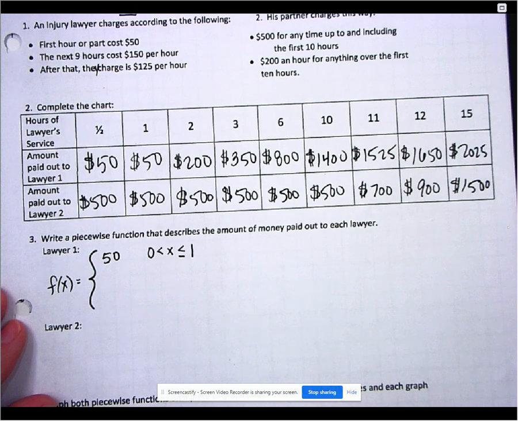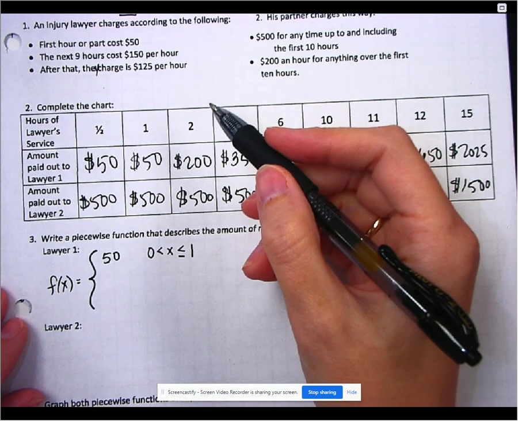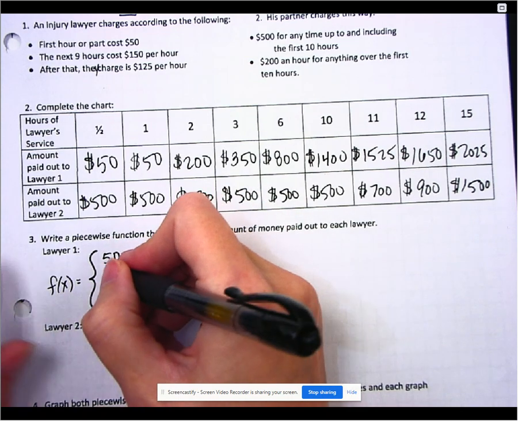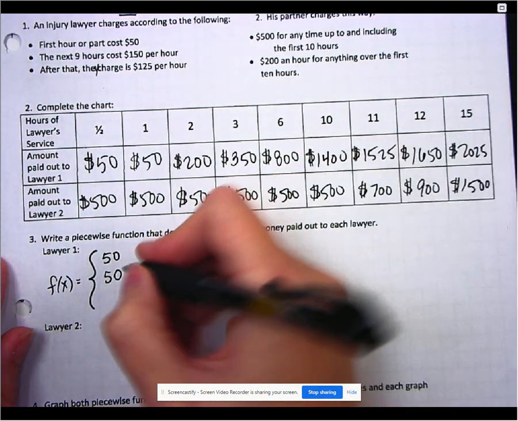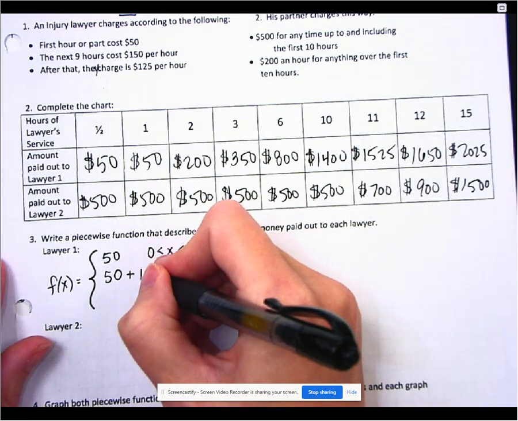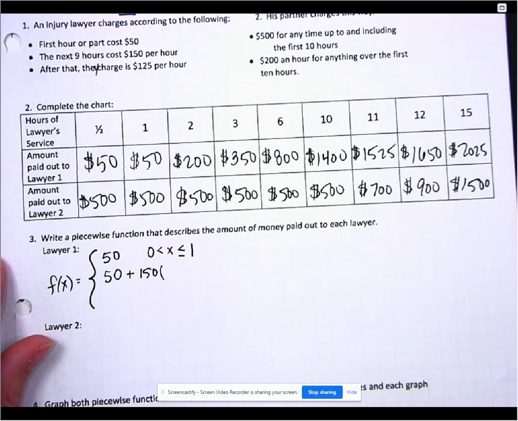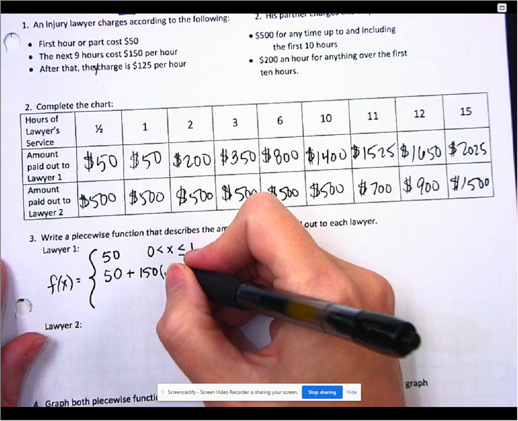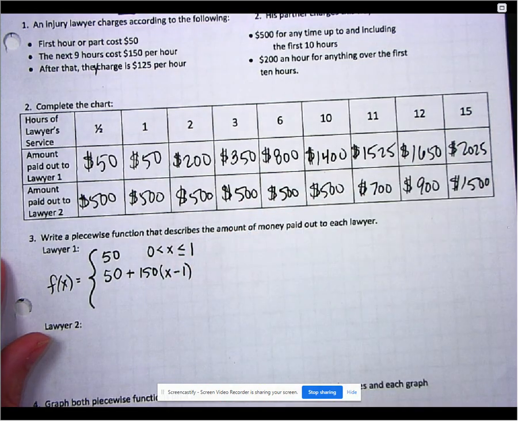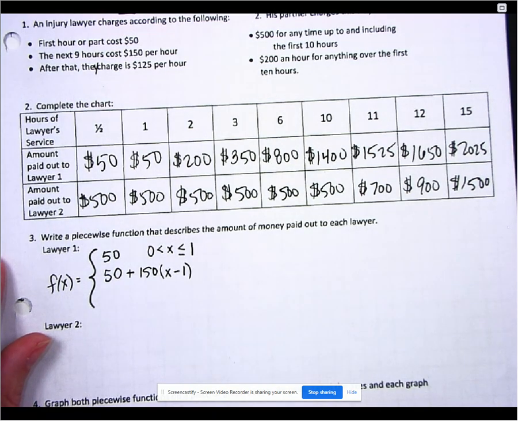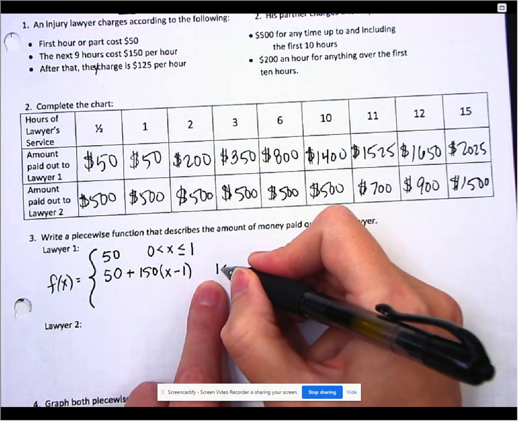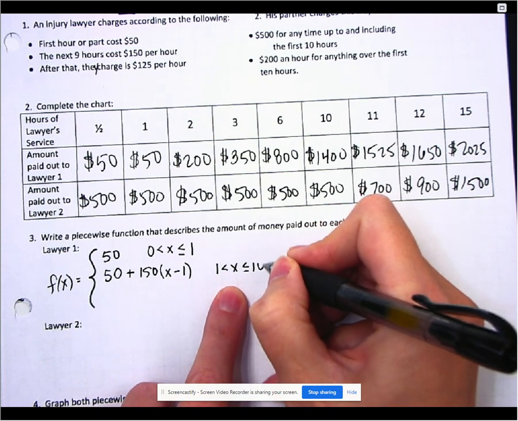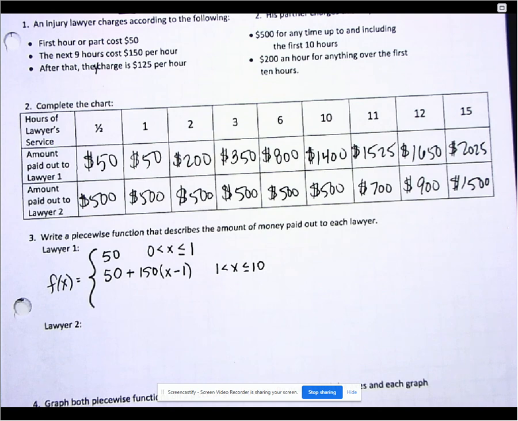So then for the next 9 hours, we're going to pay this lawyer $150 per hour. We've already paid this lawyer $50, and to that, we're going to add $150 per hour. Now, this is where it gets a little tricky, because we've already paid him for 1 hour. I don't want to pay him for that hour again, so the x has that 1 subtracted from it. Then we use this for 1 is less than x is less than or equal to 10. That's the next 9 hours after the first hour.